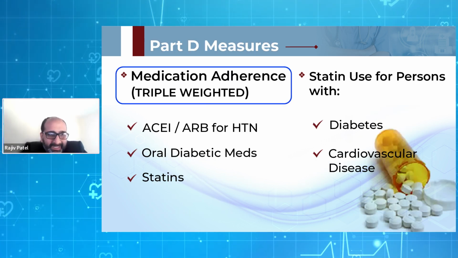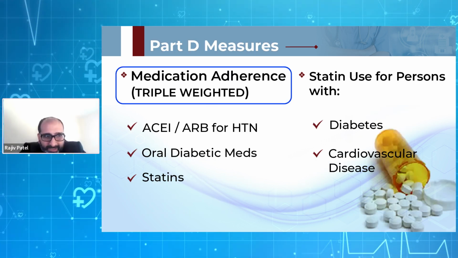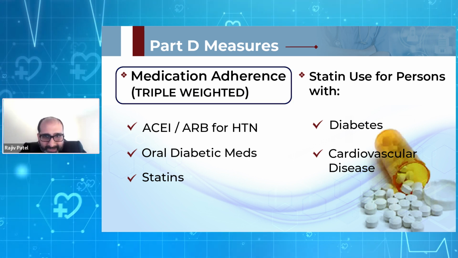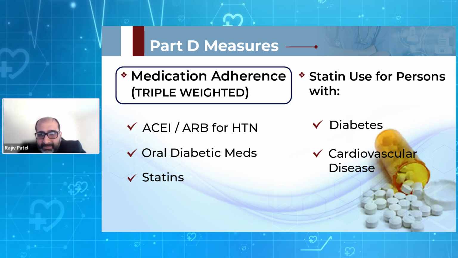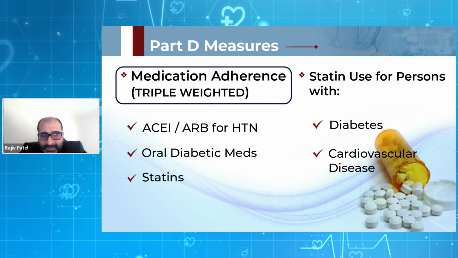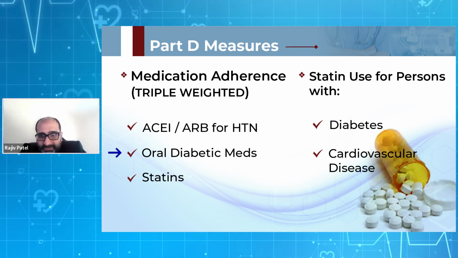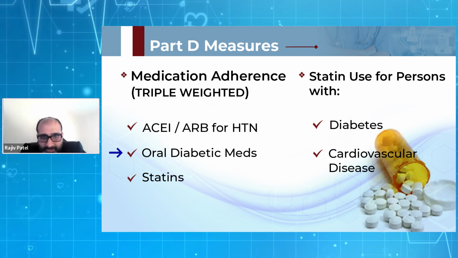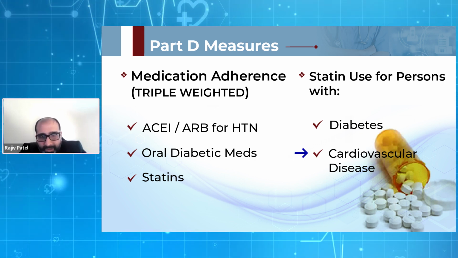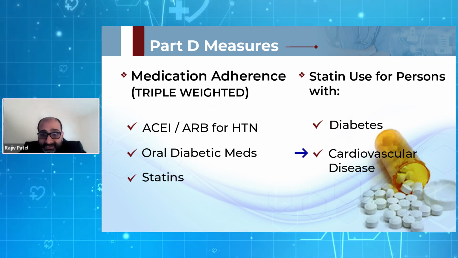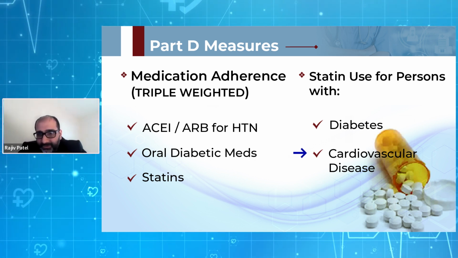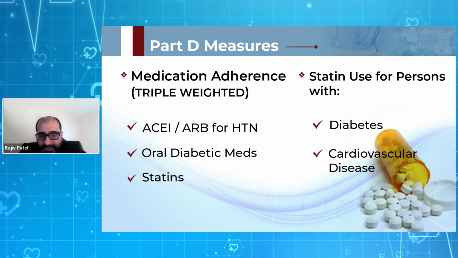So medication adherence is also triple weighted. And when we say triple weighted, if getting a mammogram counts as 1 point, doing the medication adherence for hypertensive meds or diabetic meds counts as 3 points. So it shows you how important cardiovascular disease is to not just CMS, but as we all know, to the human body as well as the health.